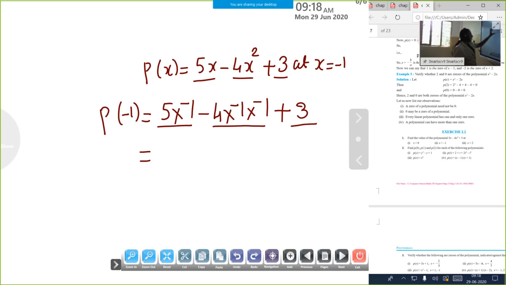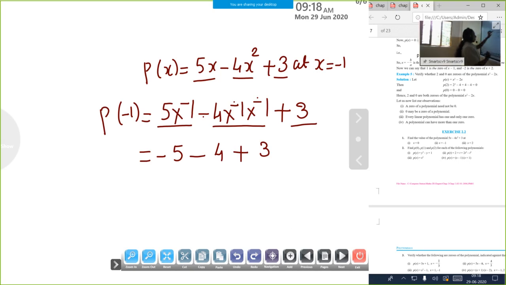Next, what is 5 into minus 1? Multiply together: 5 into minus 1 is minus 5. In the second term, how many negative signs are there? 1, take this sign also, 1, 2, 3 negative signs are there. When 2 negative signs multiply, the answer is positive. When 3 negative signs multiply, what is our answer? Negative. An odd number of negative signs multiplied gives negative, and an even number gives positive. So here 3 negative signs are there, so the answer is minus 4. Again, plus 3.